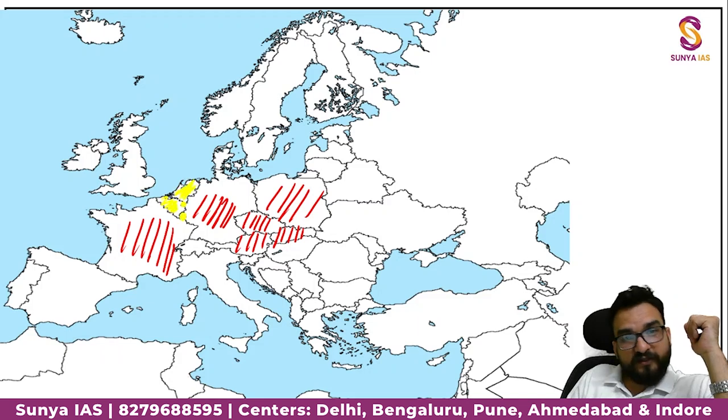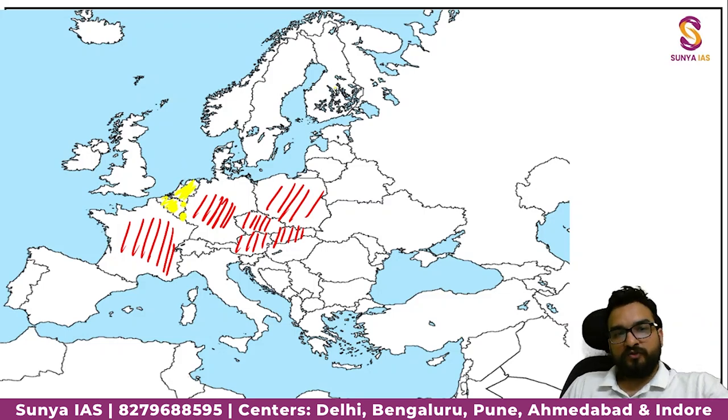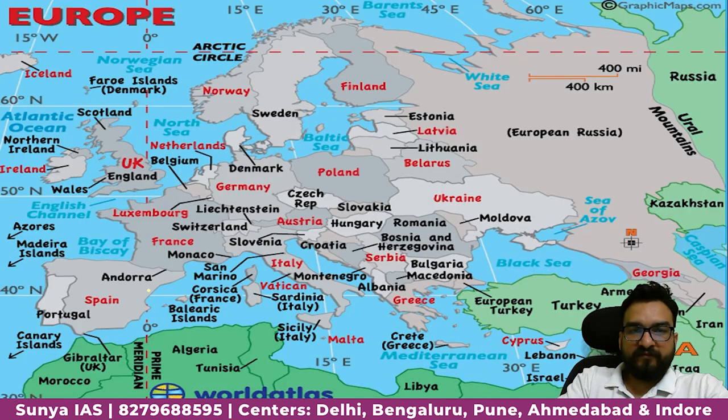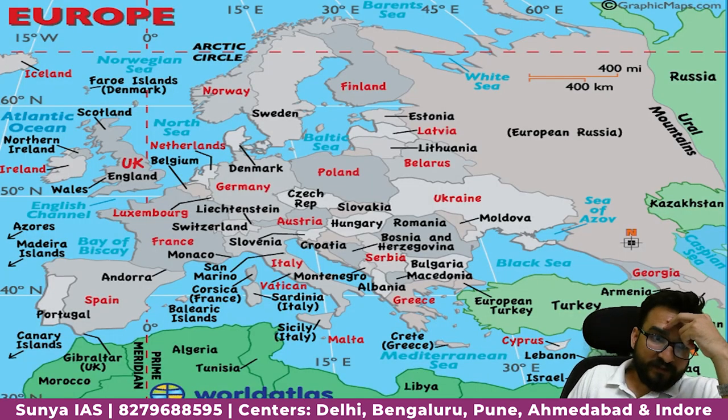Then this particular country over here, we are going to see it. So these three countries, let us see in the map first, guys. Three countries. Can you see this particular part? Yellow color. This is your Netherlands.